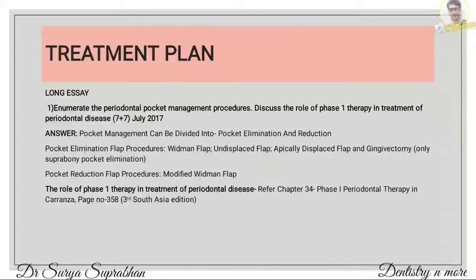So for that you have to refer chapter 34, phase 1 periodontal therapy in Carranza, page number 358. You have to enlist each element of phase 1 therapy and write at least 2 to 3 lines about it.